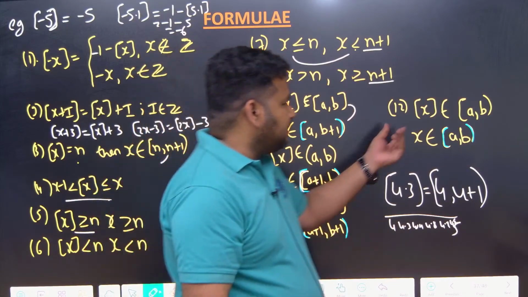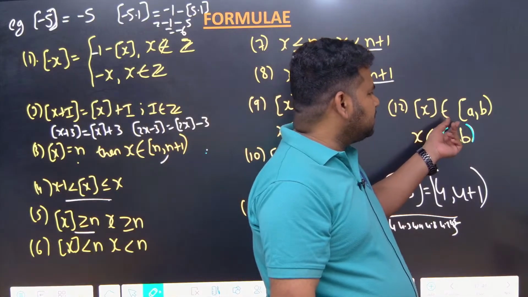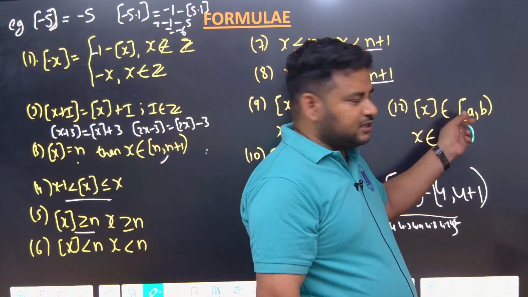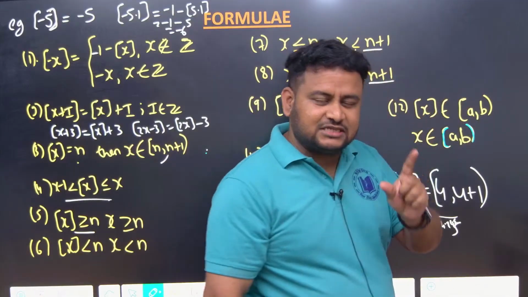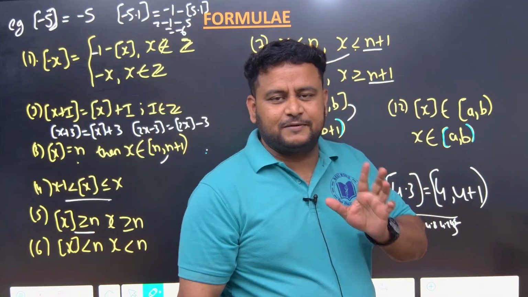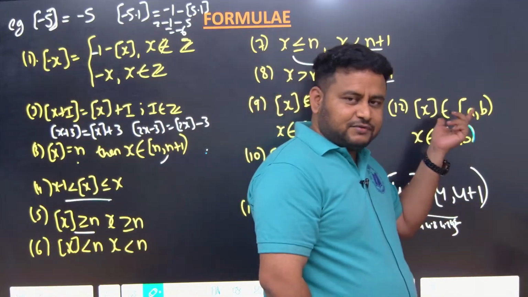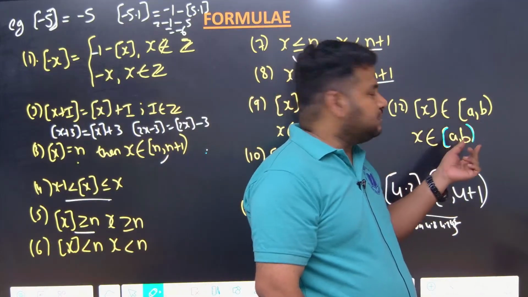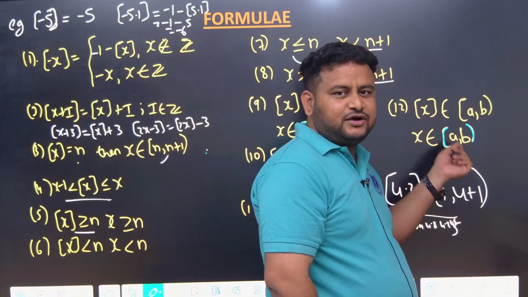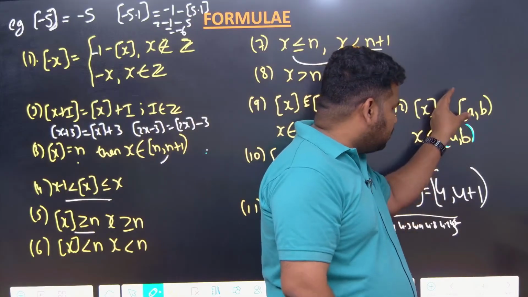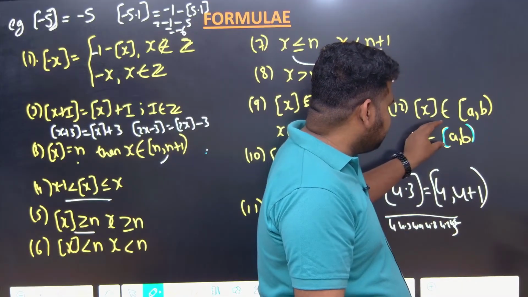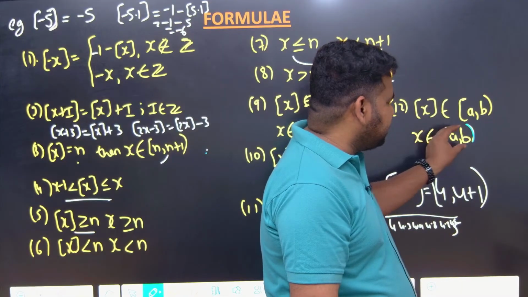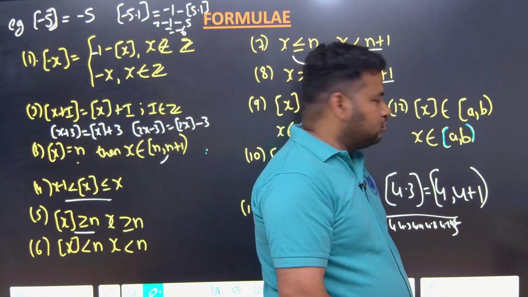Now come to this formula. Step of x belongs to open a comma b. Sorry, it is not open, it is closed a comma b. In the answer, what should I get? Closed comma open. In the given question it is already closed comma open, so I don't have to give any chocolate. I will write it directly. In the answer also it will become closed comma open: x belongs to [a, b).